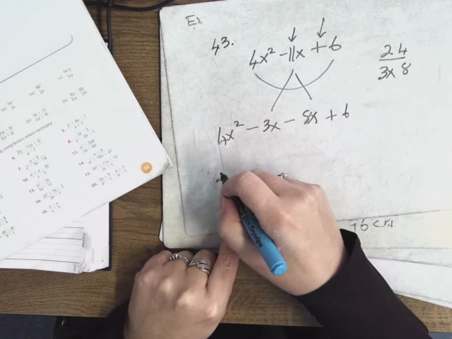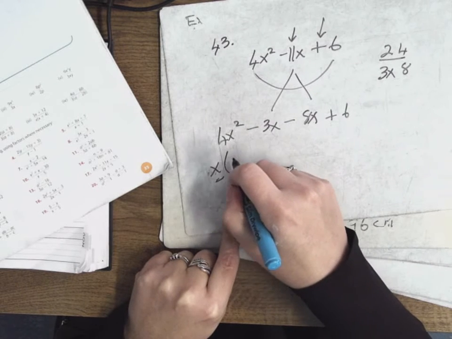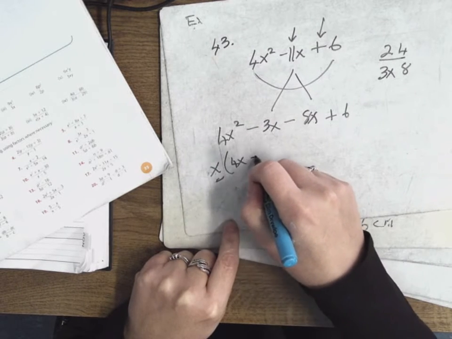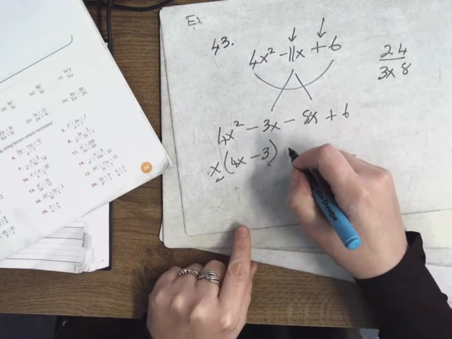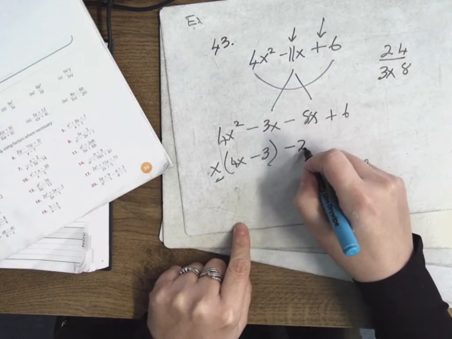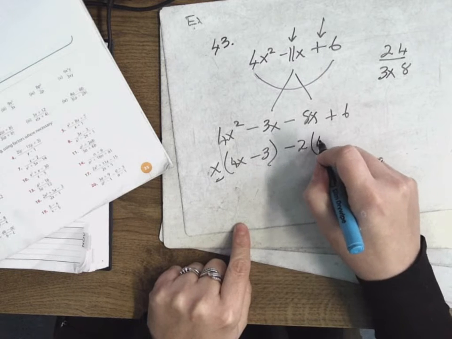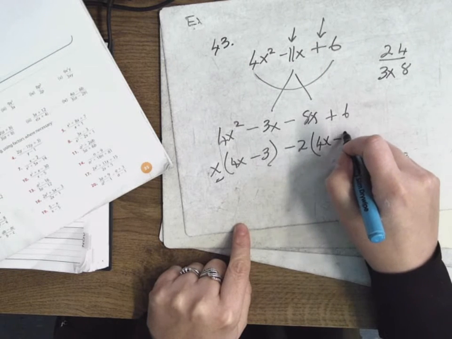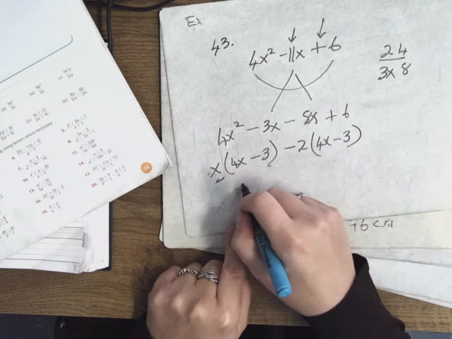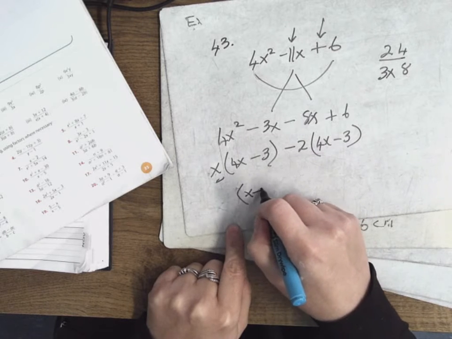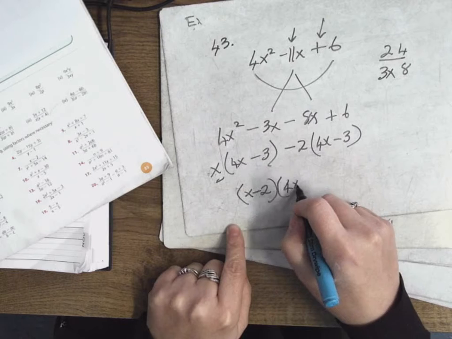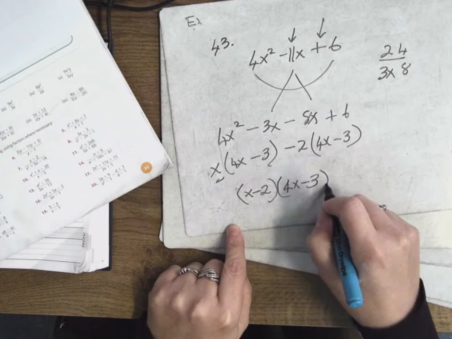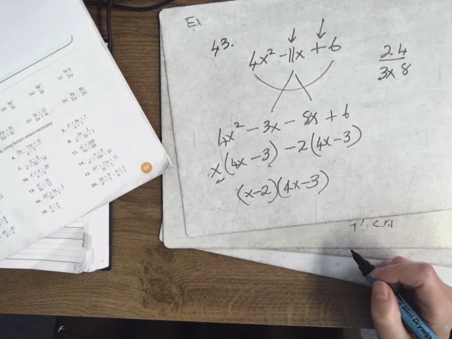Okay, out of the first two, there's only an x common, so I'm left with a 4x minus 3. Out of the second two, I'm going to take a minus 2, and I'm going to be left with 4x minus 3. So your first bracket is made up of the bits, x minus 2, and your second bracket is the common bracket, which is 4x minus 3. Is that okay? Yes.